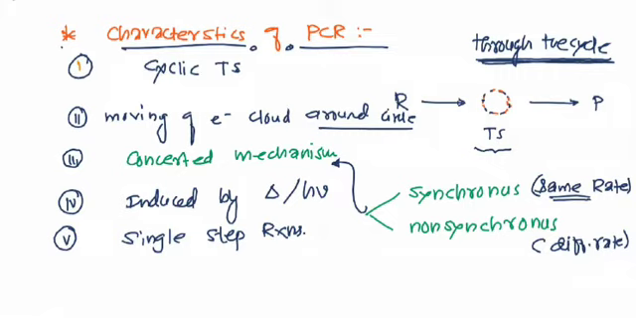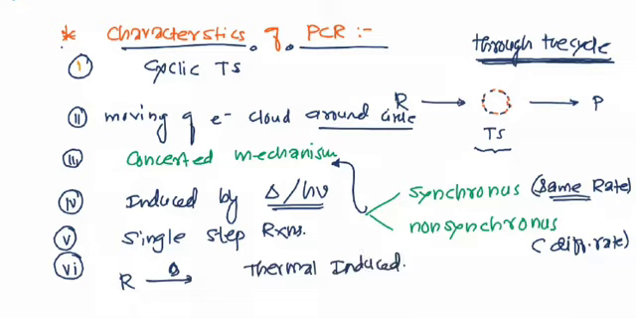One more feature of pericyclic reactions is that they are influenced by either thermal or photochemical conditions. Induced means startup; without that, we cannot start the reaction. If any reactant is treated with heat, that reaction is called a thermal reaction, a thermally induced reaction.